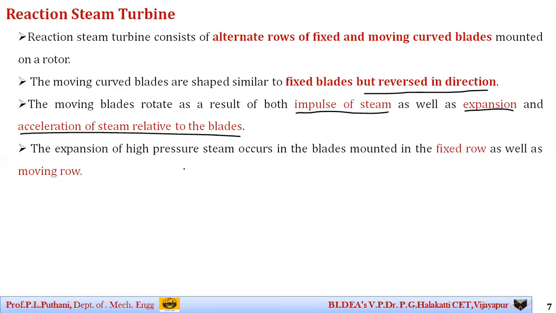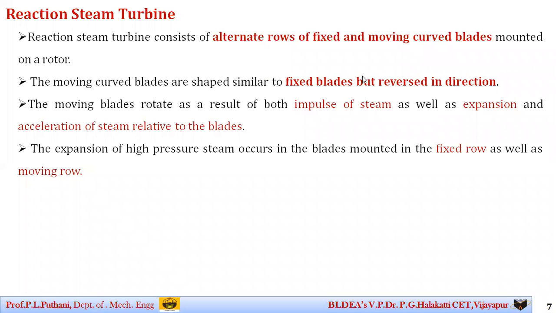This expansion of high pressure steam occurs in the blades mounted in the fixed row as well as in the moving row. As I told, the pressure drop occurs in the fixed blades as well as in the moving blades also. These are some of the points you need to remember for the reaction turbines.